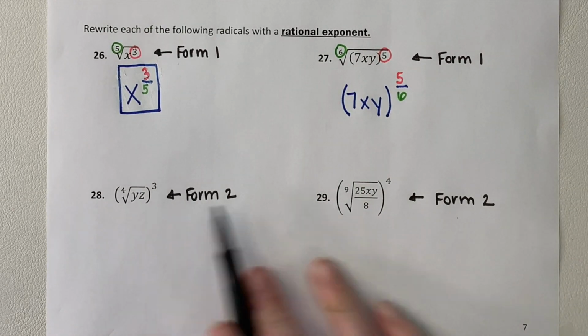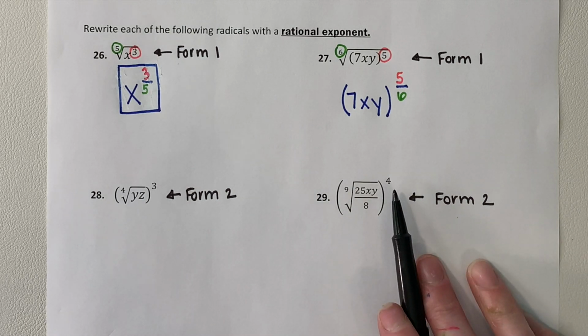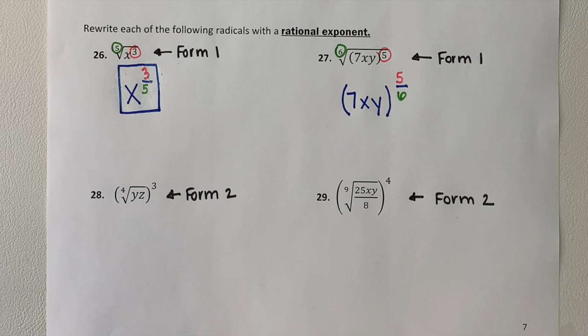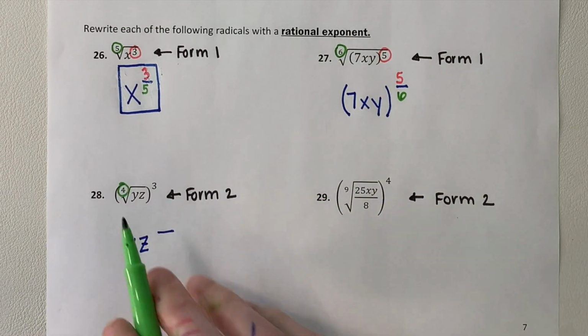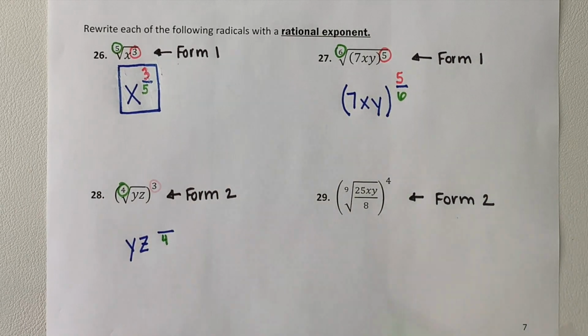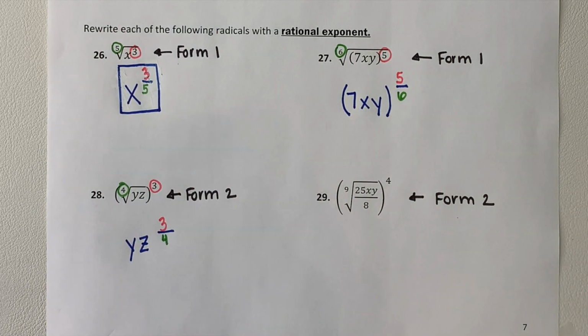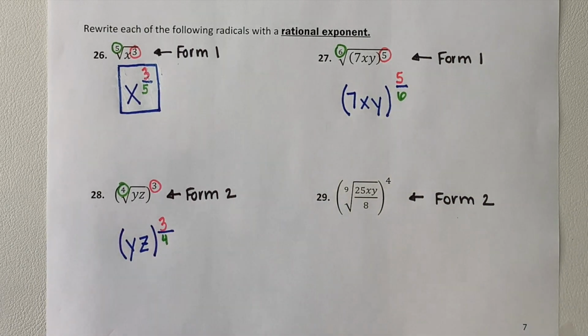Both of these radicals are written using form 2, since the exponent is written outside of the radical. To rewrite this radical using rational exponents, we'll start with the base yz. The index always goes in our denominator, and this exponent always goes in our numerator. Now be careful, this answer is not correct because the radical applies to the whole yz. So in order to make sure that this fraction is applying to the whole yz, we need to add parentheses around it.